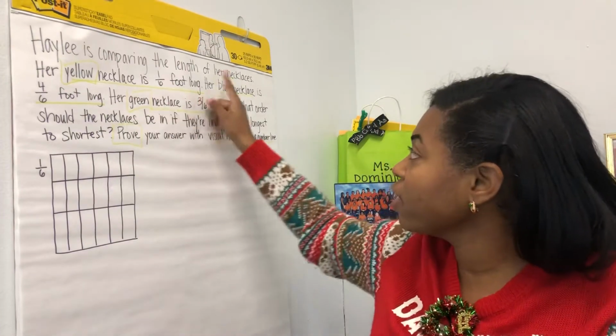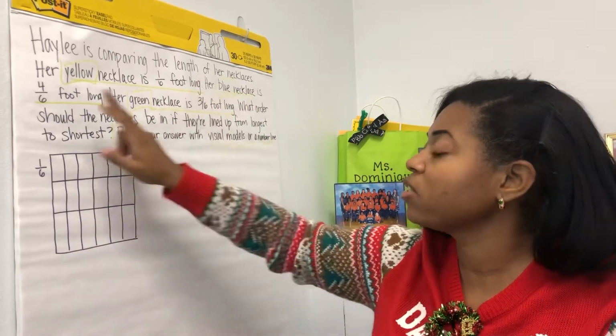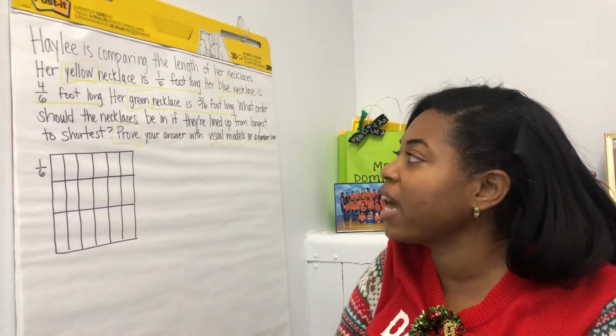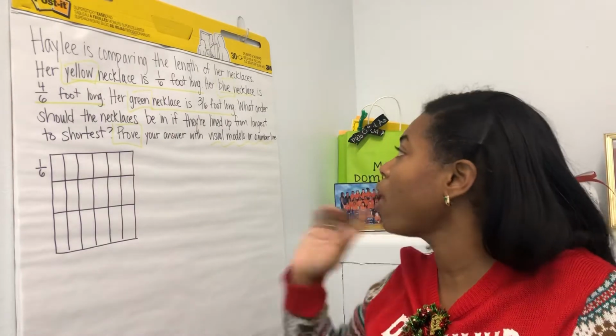Haley is comparing the length of her necklaces. Her yellow necklace is 1/6-foot long. Her blue necklace is 4/6-foot long. Her green necklace is 3/6-foot long. What order should the necklaces be in if they're lined up from longest to shortest? Prove your answer with visual models or number line.